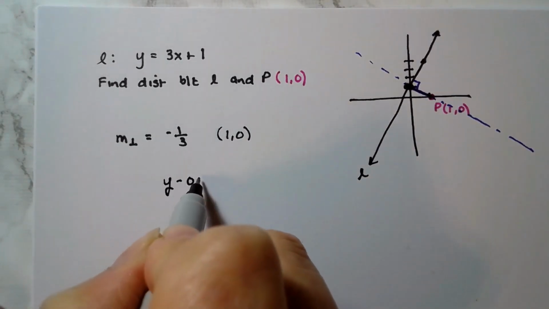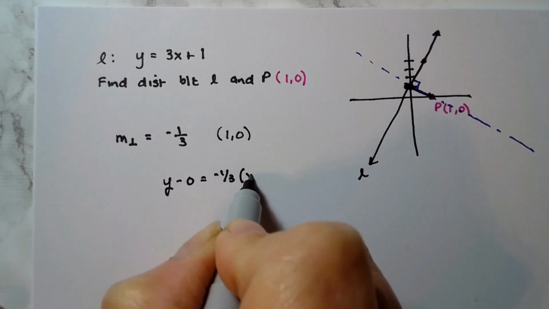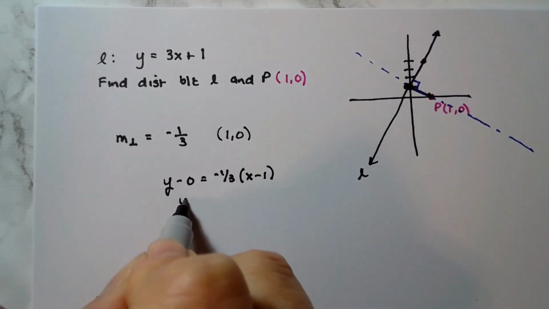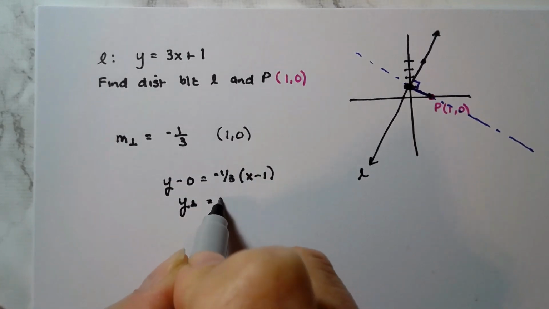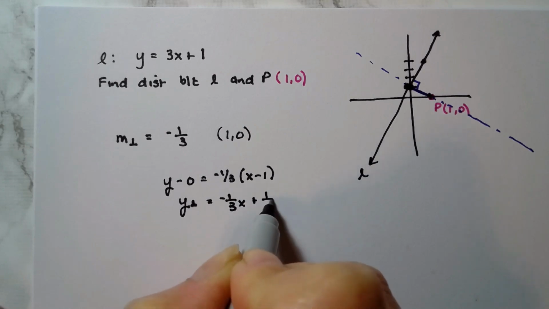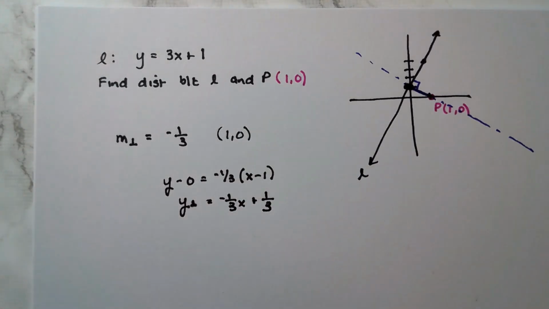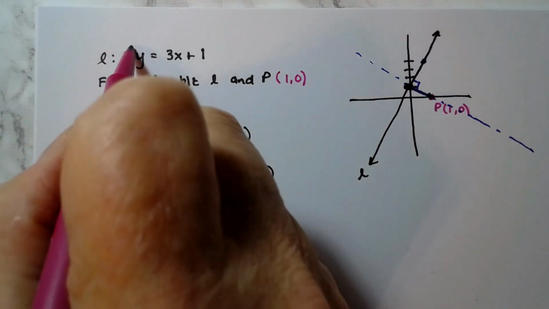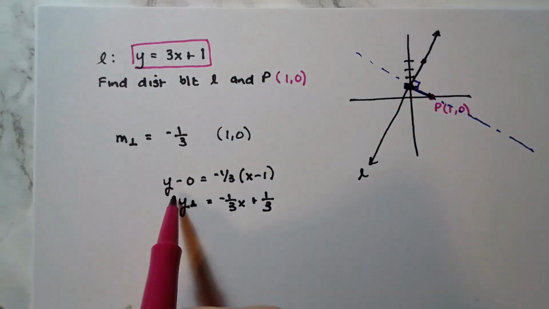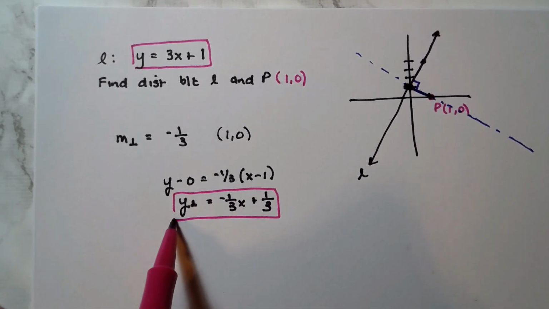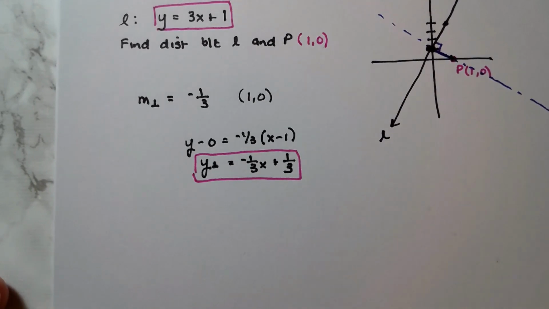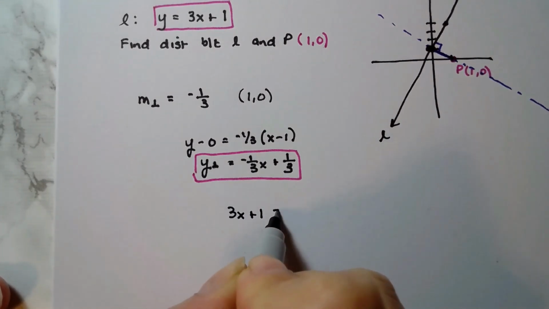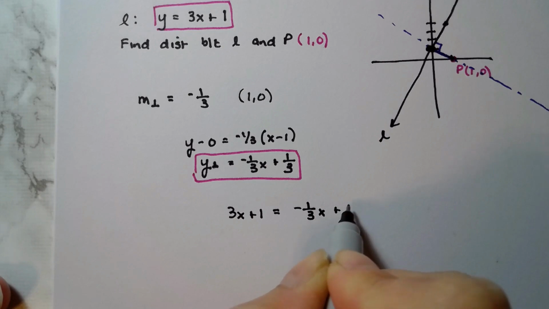Now I can find the equation of the perpendicular line. y minus 0 is equal to negative 1/3 times (x minus 1). y minus 0 is just y, and I'm going to put a little perpendicular symbol there so we know that that's the perpendicular line. If I distribute, I'm going to have negative 1/3 x plus 1/3. Okay? So now the next step is, since I have the equation of the line and the equation of the perpendicular line, I can set them equal to each other and solve for x. And that's going to give me the x coordinate of the point on the line at the foot of the perpendicular. So 3x plus 1 is equal to negative 1/3 x plus 1/3.